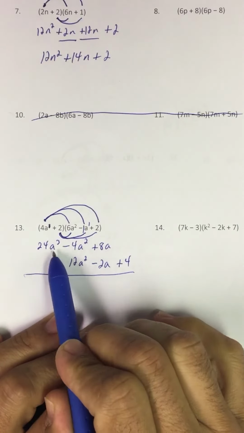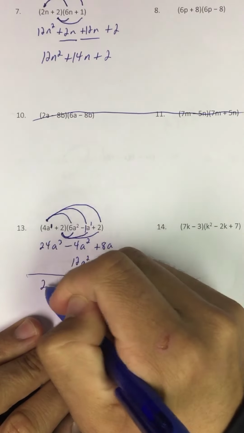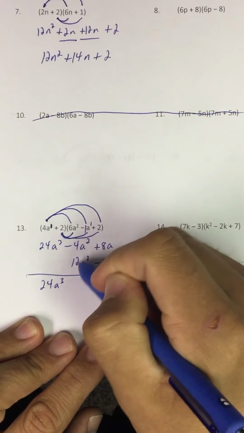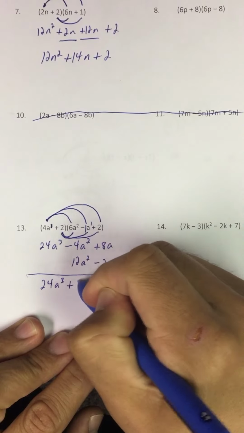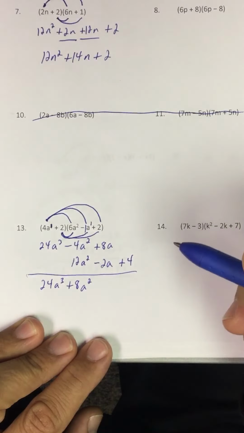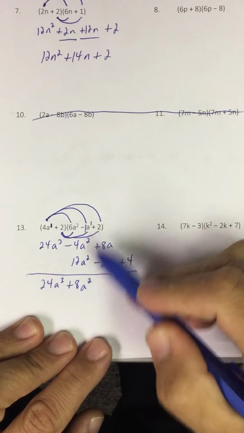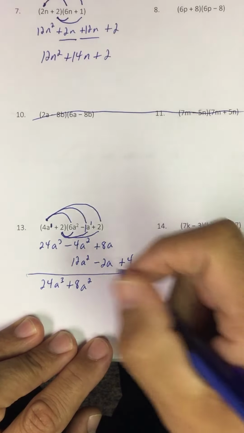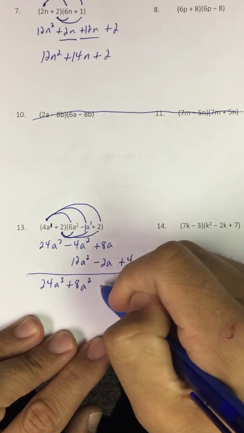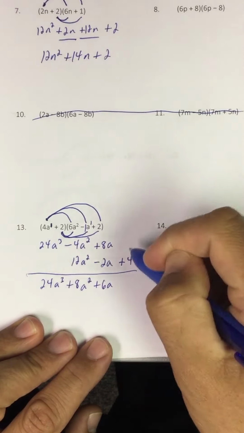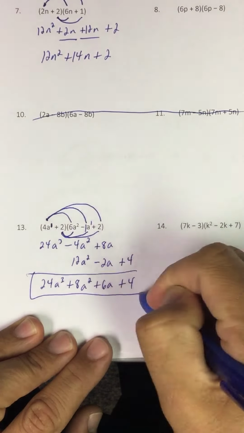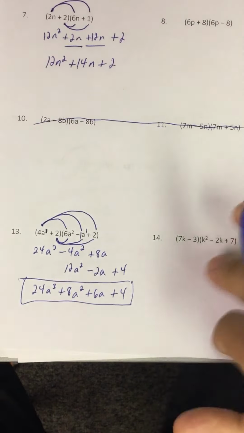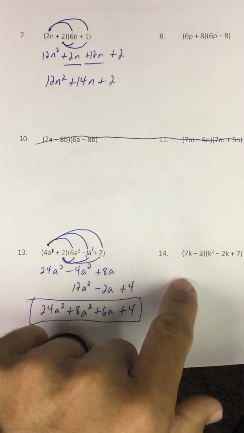Notice I have this a cubed, it's all by itself. I don't have to add it to anything. There was only one a cubed. These two I add. 12 minus 4 is positive 8. A squared. Notice it stays a squared. When we're adding, we don't change the exponents. When we're multiplying, we change exponents. That was in your notes. 8a minus 2a is positive 6a. And then we still had that plus 4. So that would be the answer for that one. Right? 13 is a very similar problem. 14 is a similar problem to that.